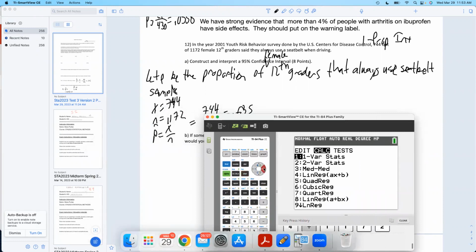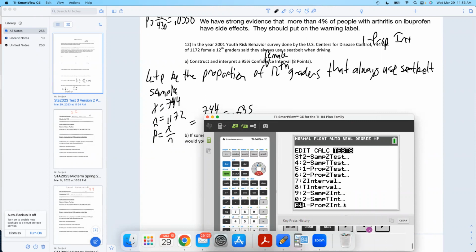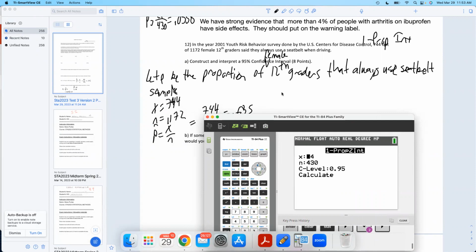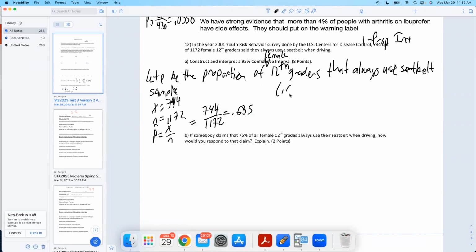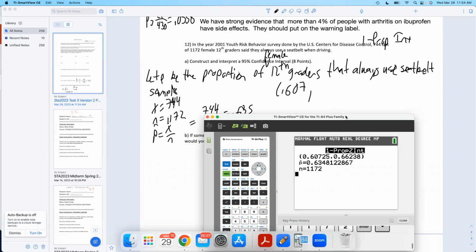Just go stat, over to test. Oh, I didn't go to test. Over to test and down to A. One prop interval. And look, they're asking for exactly the same stuff I just wrote down. X was 744, N was 1172. And they want a 95% confidence interval. I'm done. There's my interval. Like these are the easiest problems ever. 0.607 and 0.662, we'll call it.